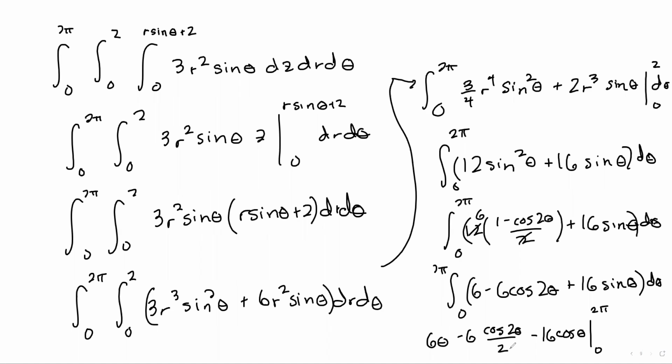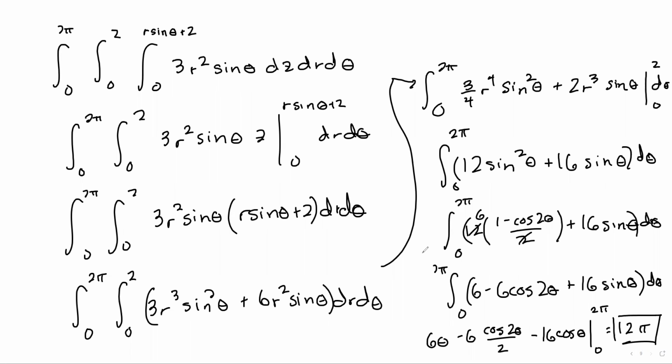So for this guy and this guy, these are both just going to cancel out when you plug in the 2 pi. If you take cosine of 4 pi minus cosine of 0, that is going to be 0. Cosine of 2 pi minus cosine of 0 is going to be 0. And so we're just going to get 12 pi. Okay. And so that is the divergence theorem.